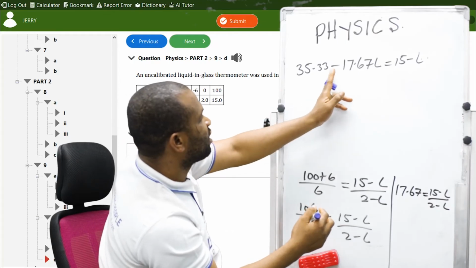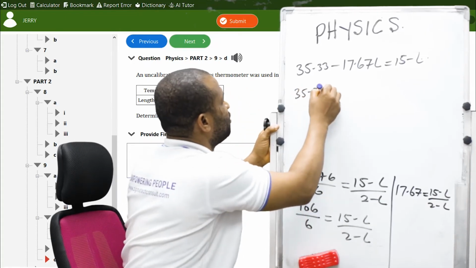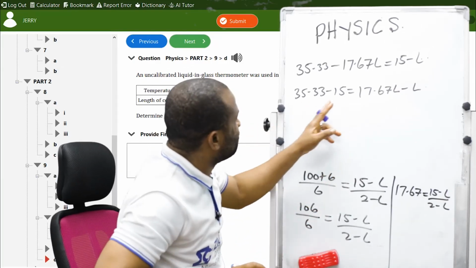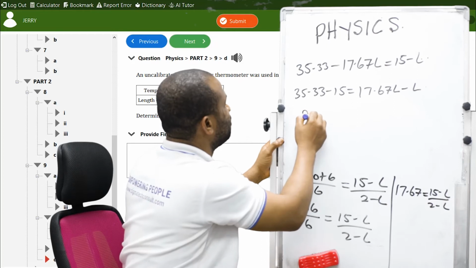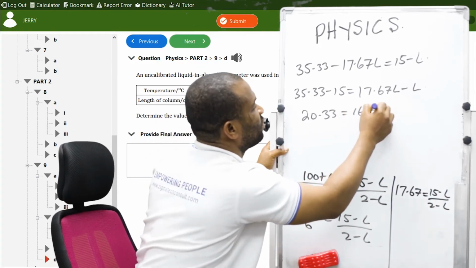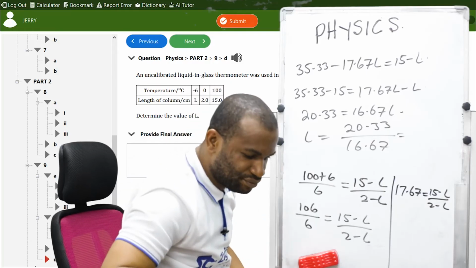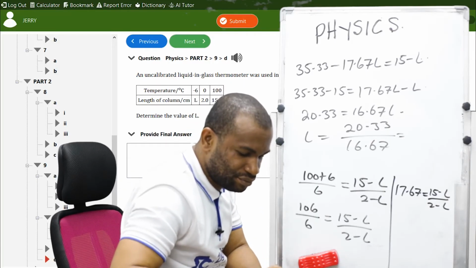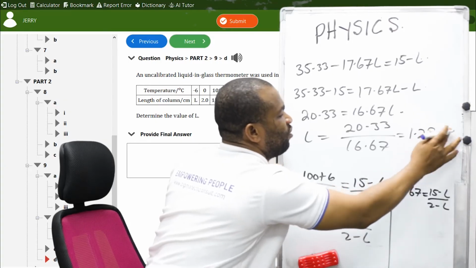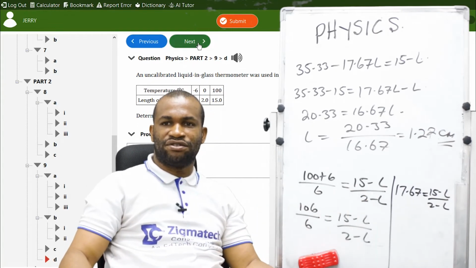So I will take L to this side and bring 15 here. This is minus 15. So I have 35.33 minus 15, which is equal to 17.67 L minus L. Now this minus 15 is going to be 20.33. 20.33 is equal to 16.67 L. So L is equal to 20.33 divided by 16.67. So this is 22 meters, or in cm, that will be in cm. All right, so that is the answer for that question.